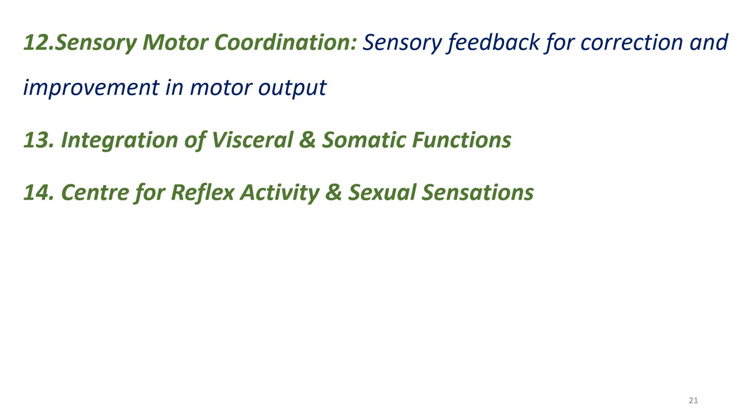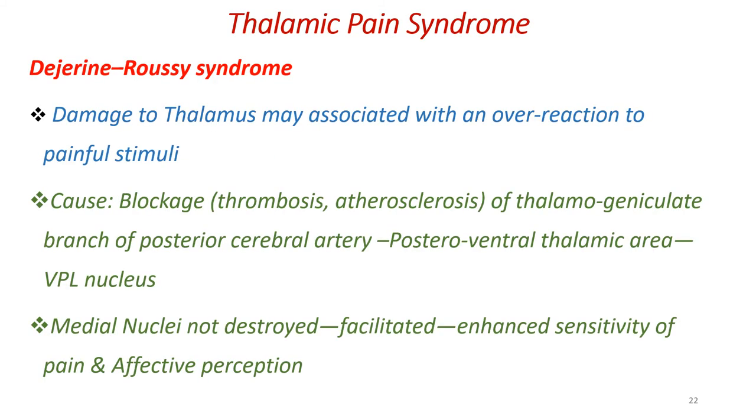So now we have discussed or summarized almost the major functions of the thalamus. Let us discuss some abnormality of the thalamus. The major abnormality of the thalamus, though the rarest, but the major one, is the thalamic pain syndrome, what we call Dejerine-Roussy syndrome.